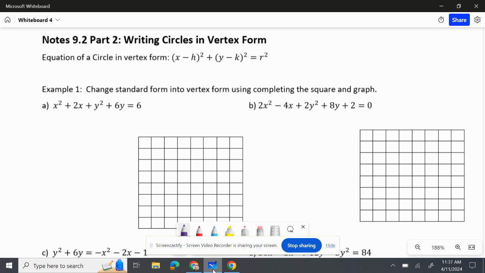What we're going to do now is graph circles. First, we're going to turn them into vertex form so we can find the center of the circle really quickly, and then the radius.